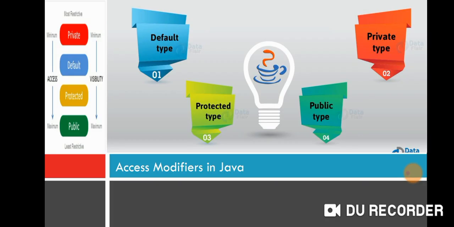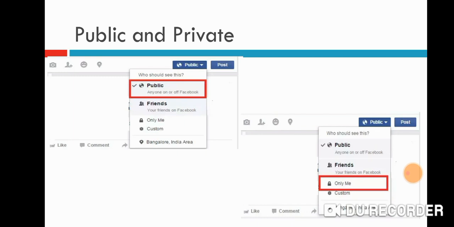They are default, protected, public and private. Let's see that. Let's take an example, and Facebook is the best example to depict this. Now, when in a Facebook account you have given the rights for your account to be seen by anyone, in that case it is public.